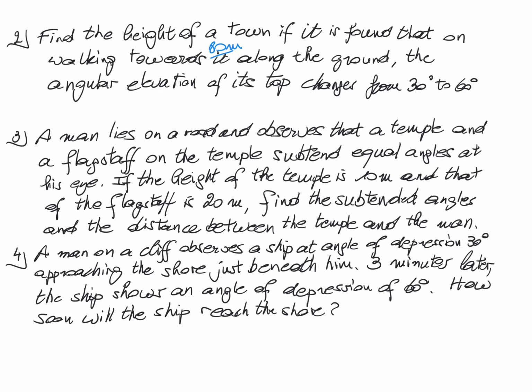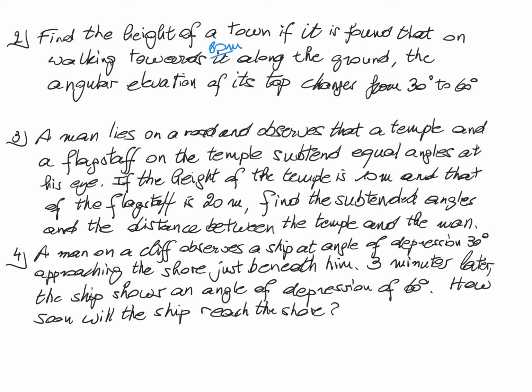Problem 3. A man lies on a road and observes that a temple and a flagstaff on top of the temple subtend equal angles at his eye. If the height of the temple is 10 meters and that of the flagstaff is 20 meters, find the subtended angles and also find the distance between the temple and the man.